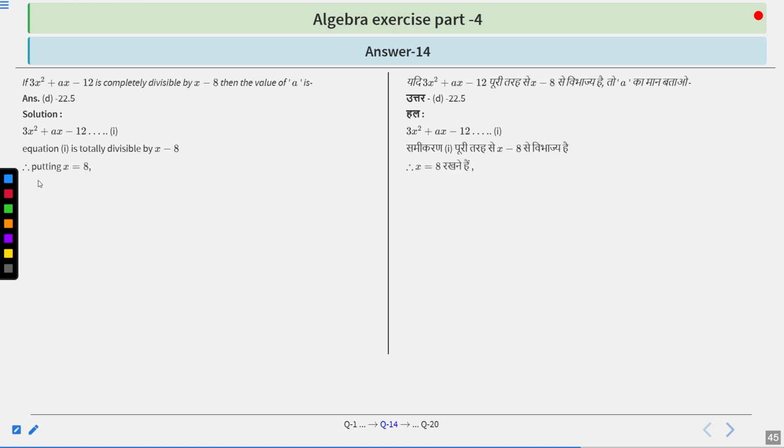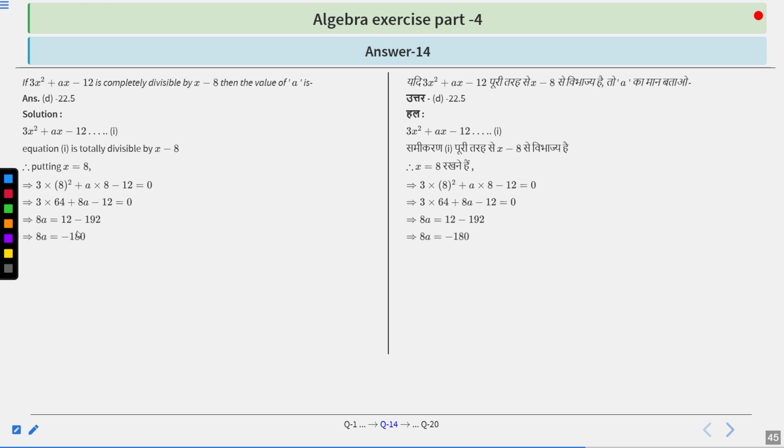Therefore, putting x equal to 8, we get 3 into 8 square plus a into 8 minus 12 equal to 0. 3 into 8 square is 192, plus 8 into a is 8a, minus 12 equal to 0. Therefore, 8a is equal to minus 12, or going to that side will become plus 12, and 3 into 64 is 192. Therefore, 12 minus 192 is equal to 8a. Therefore, 8a is equal to minus 180, and a is equal to minus 180 upon 8, that is minus 22.5. Option number D, minus 22.5 is the correct answer.